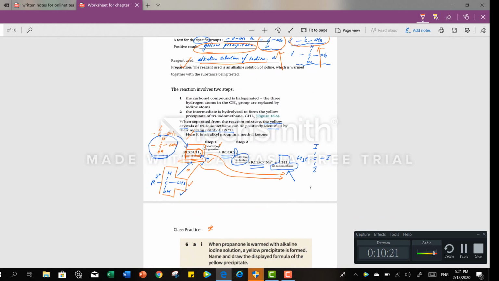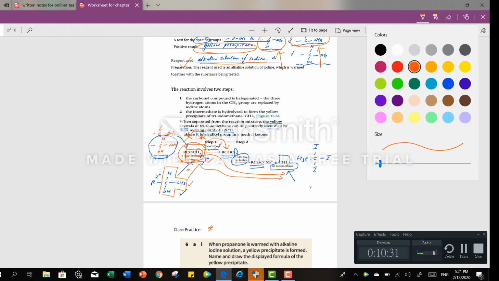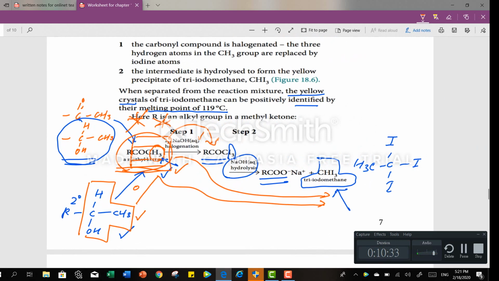So you can refer to this reaction. When you have this group, it will first undergo substitution reaction. The 3 hydrogen atoms here, can you see that? The 3 hydrogen atoms here will be substituted by iodine. After that, it will undergo hydrolysis in alkaline medium to form carboxylate ion and triiodomethane, which is a yellow precipitate and gives you a very obvious observable change in iodoform test, okay?